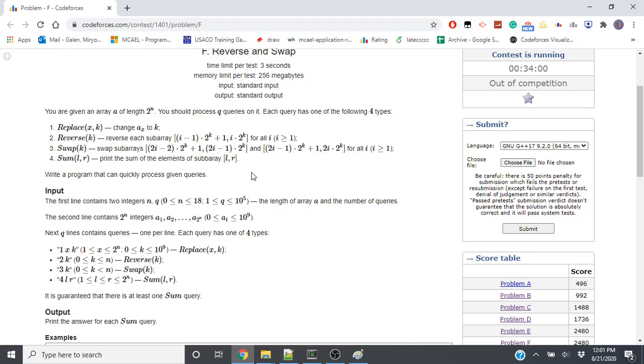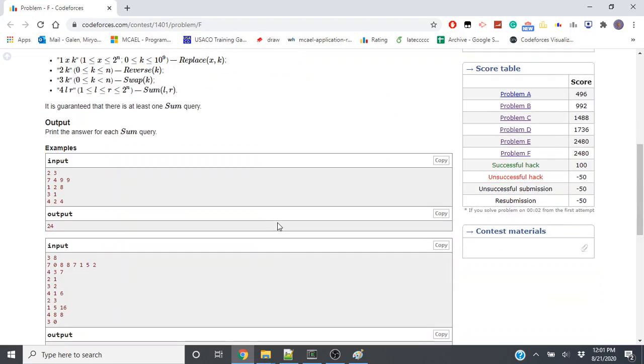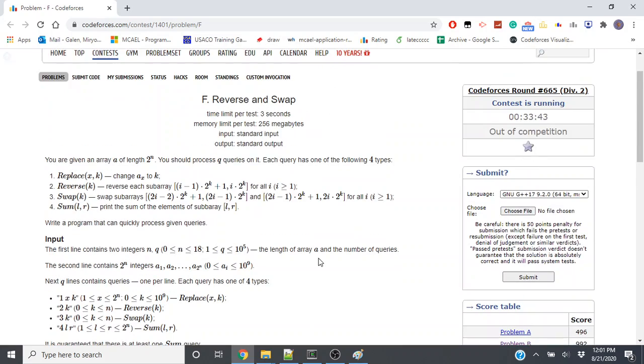So for each subarray, 2 to the k plus 1. So reverse each group of length 2 to the k, and then swap. Okay. Good.